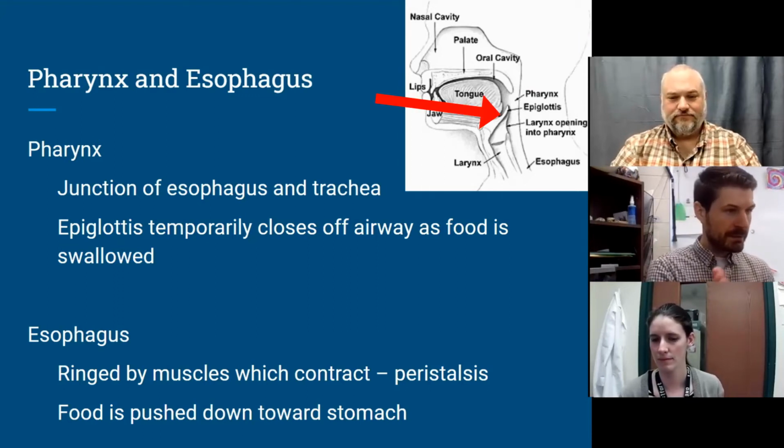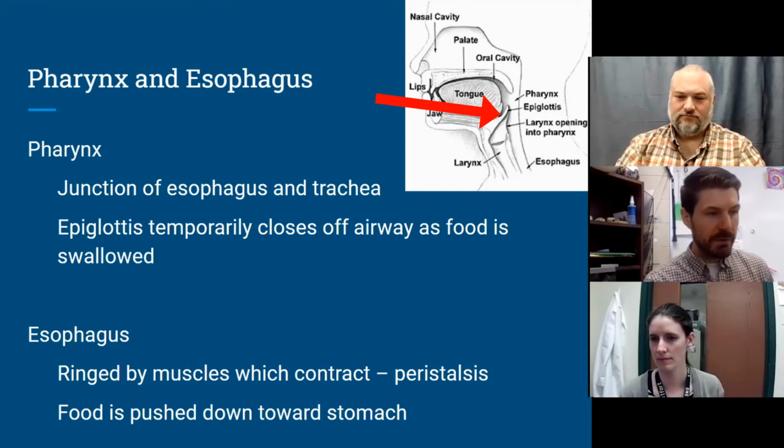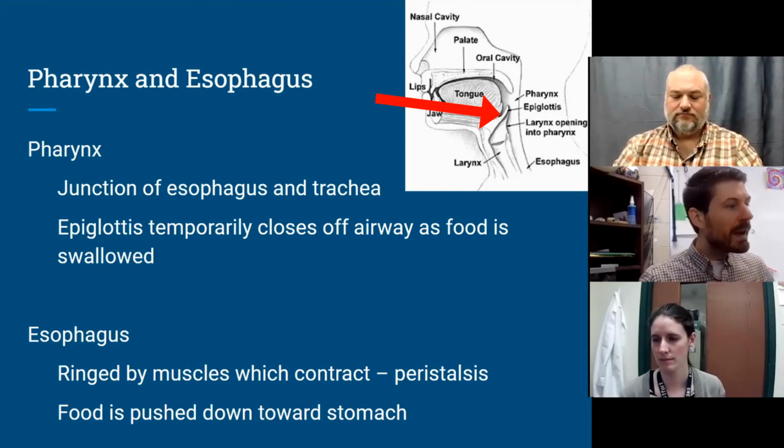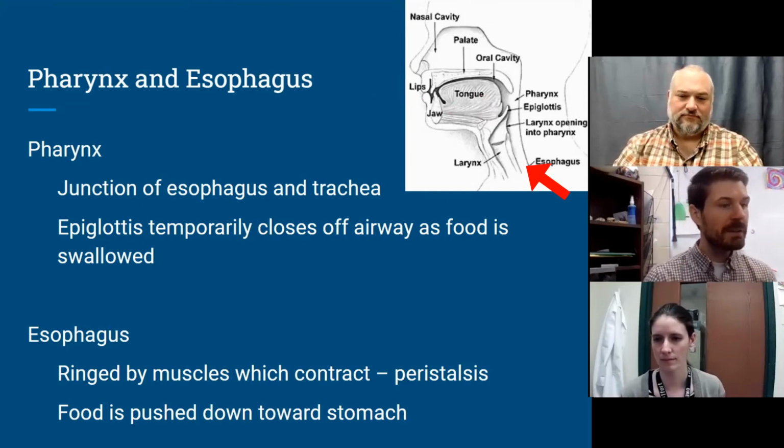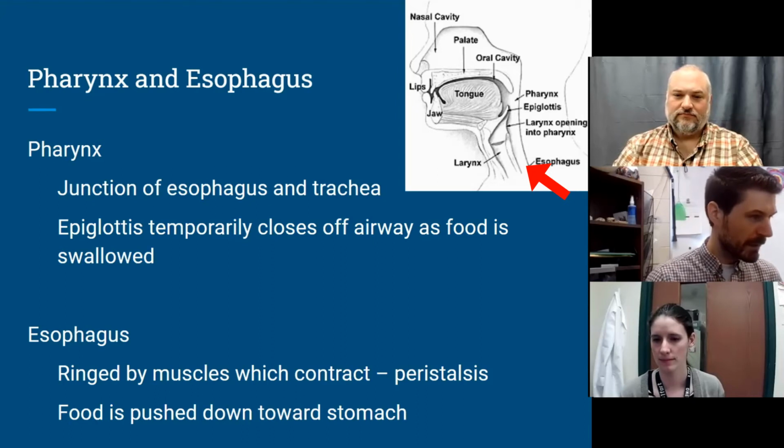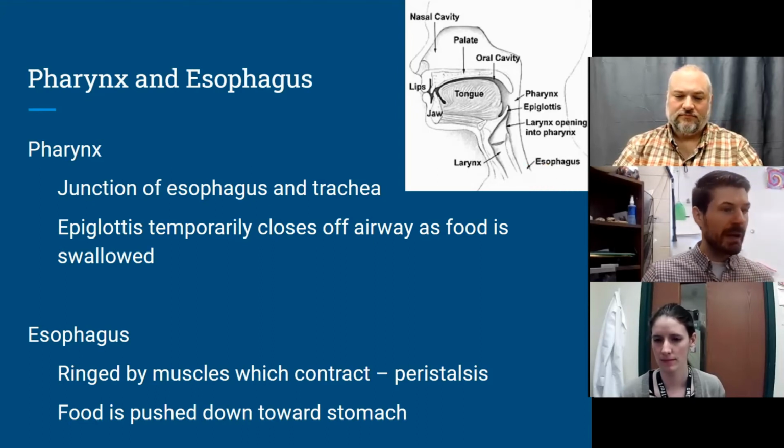The epiglottis covers up the trachea, preventing food from going down into your lungs. And then past the pharynx, the esophagus is just a long tube that moves food from your throat on down to your stomach. It's ringed with muscles that contract in a process called peristalsis.